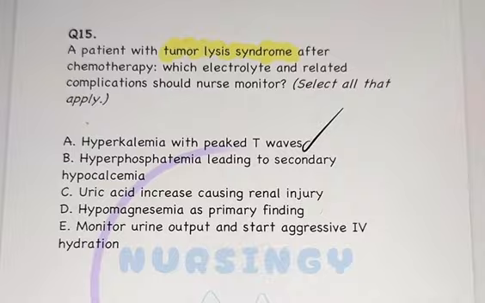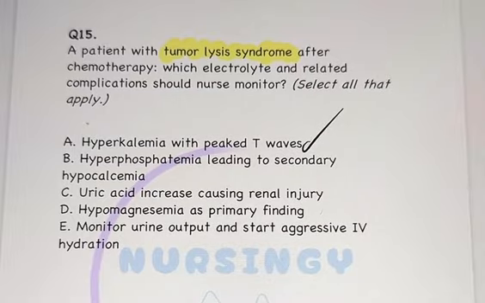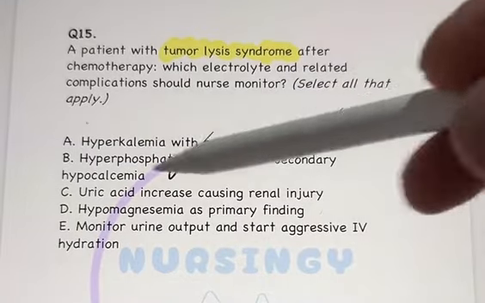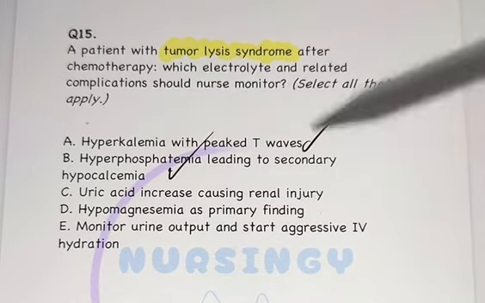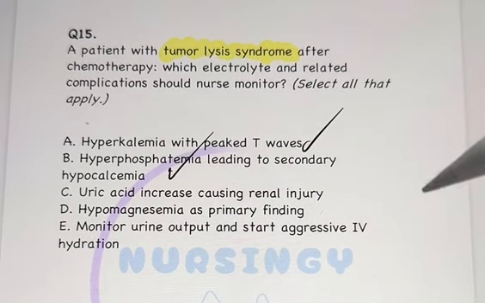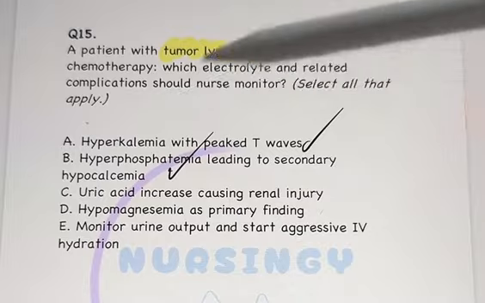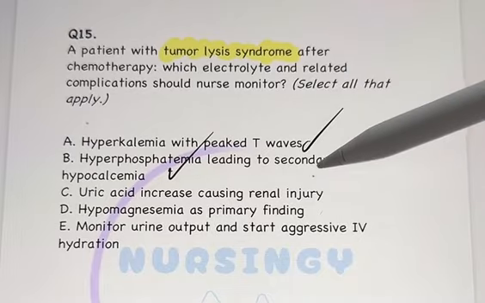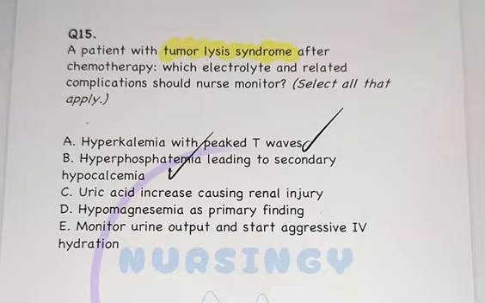Hyperphosphatemia leading to secondary hypocalcemia, B is correct. Yes. The same rationale we did before. Hyperphosphatemia, because we are getting too much phosphate from the intracellular compartment. But hypocalcemia, because calcium is present in the blood and phosphate always binds with the calcium. So that's why you will see hypocalcemia.